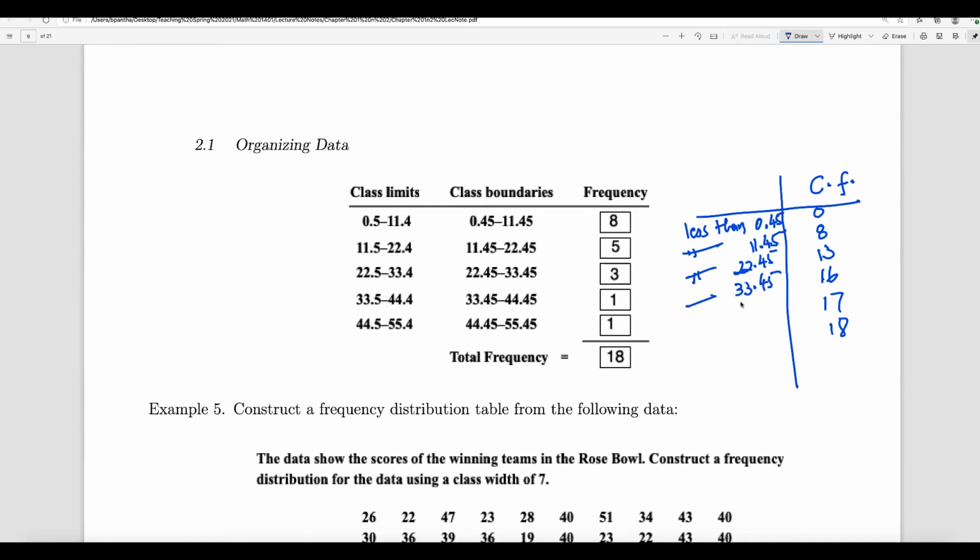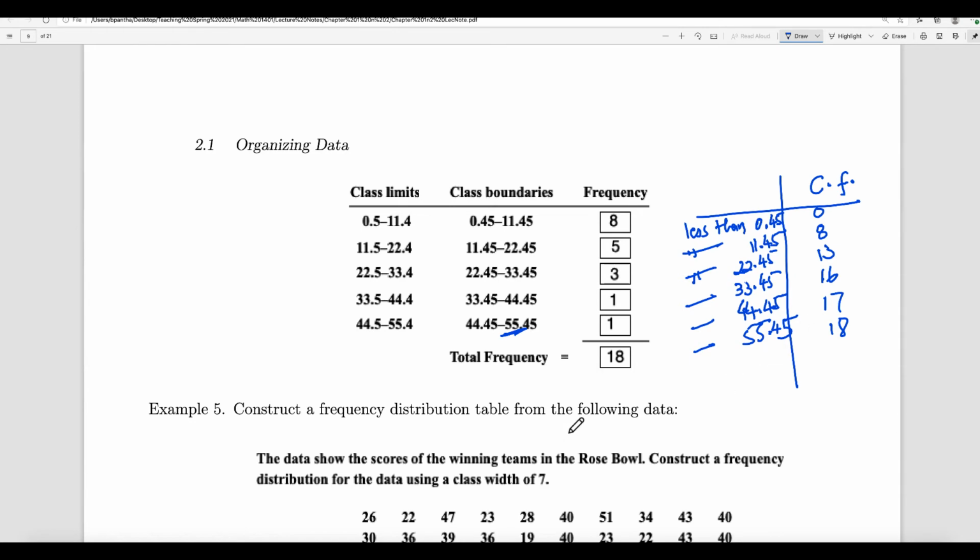33.45. Copy the less than here. Copy less than 44.45, and then the same thing 55. The last one will be the upper bound. Okay, 55.45 is 18, which is the total number of data points there.